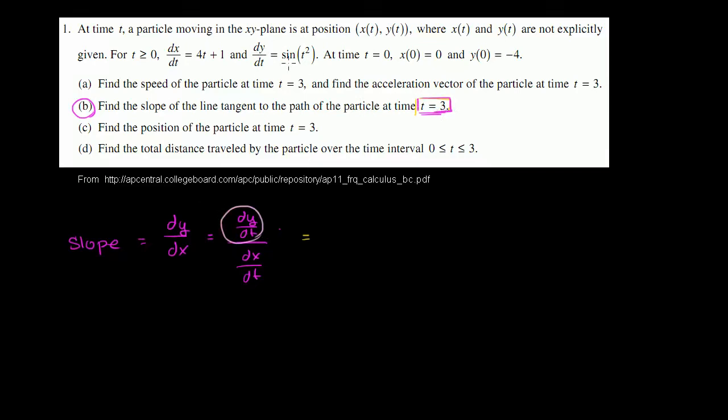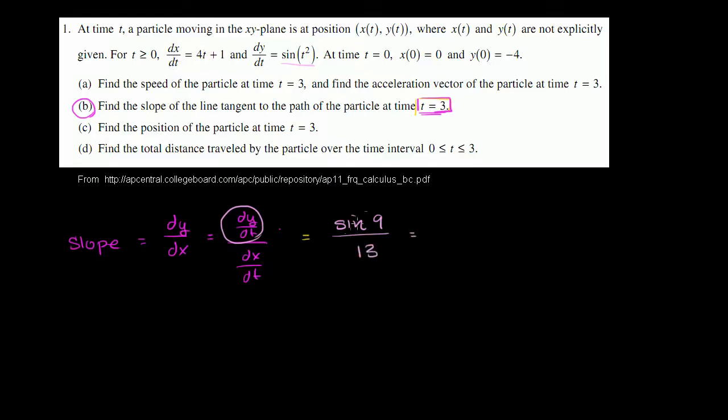So dy dt at time equals 3. Well, this is dy dt right over here. It's just going to be sine of 3 squared, or sine of 9. And dx dt at time 3, they tell us what dx dt is as a function of time. 4 times 3 plus 1, well, that's 13. That is equal to 13.